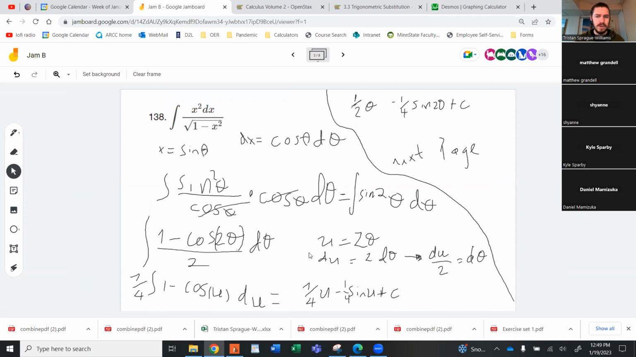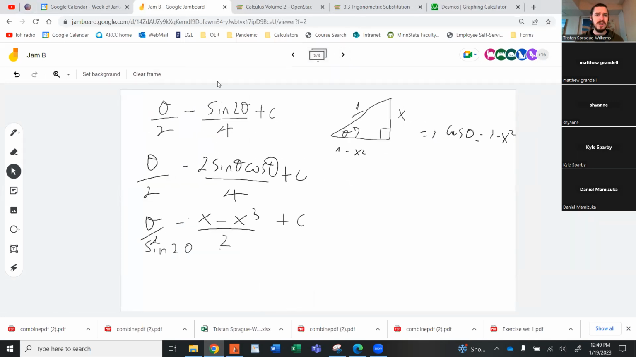Now that integral you can solve with a u substitution. So we do that. We get a fourth u minus a fourth sine of u. But then, of course, we want to undo the substitution and put the 2 theta back in again. So I'm going to look at this page here. This team was doing great. We got theta over 2 minus sine of 2 theta over 4. So we went from u back to theta, but now we got to go from theta back to x. That's where the reference triangle comes in handy. And here's our reference triangle with x and the square root of 1 minus x squared.